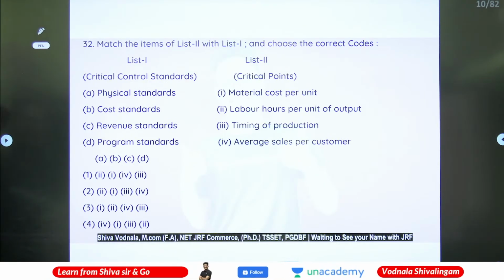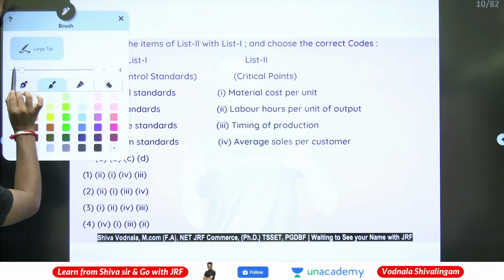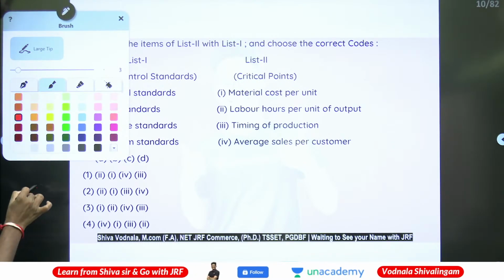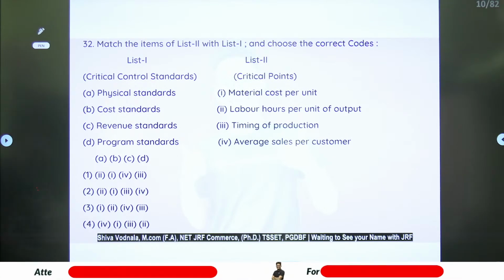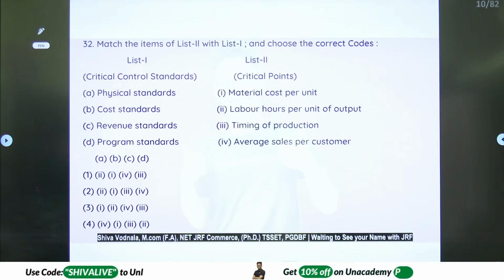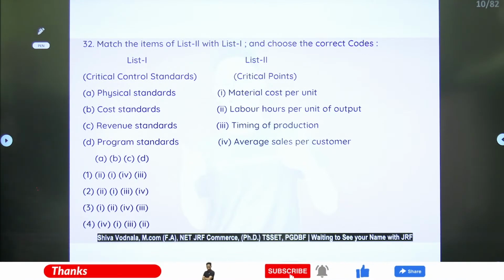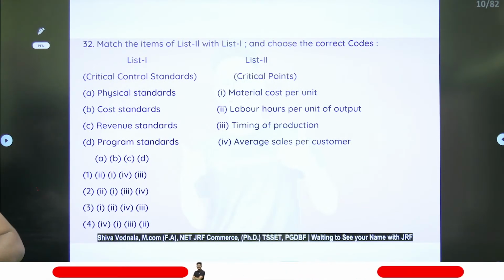Next, physical standard, cost standards, critical control standards and critical points. Physical standard, cost standards, revenue standard, program standards.